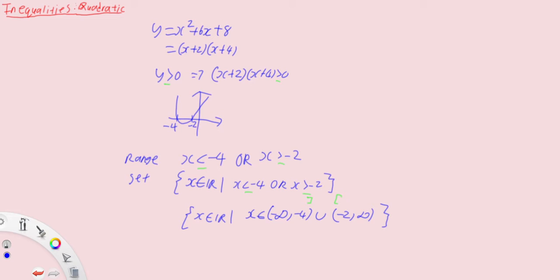Now, sometimes the questions will not tell you exactly what the inequality sign is. Instead, they'll use words. Alright, so sometimes you'll see positive, negative, non-positive, non-negative, or never positive, never negative, or always positive, always negative. Okay, now let's take a look at the first one.